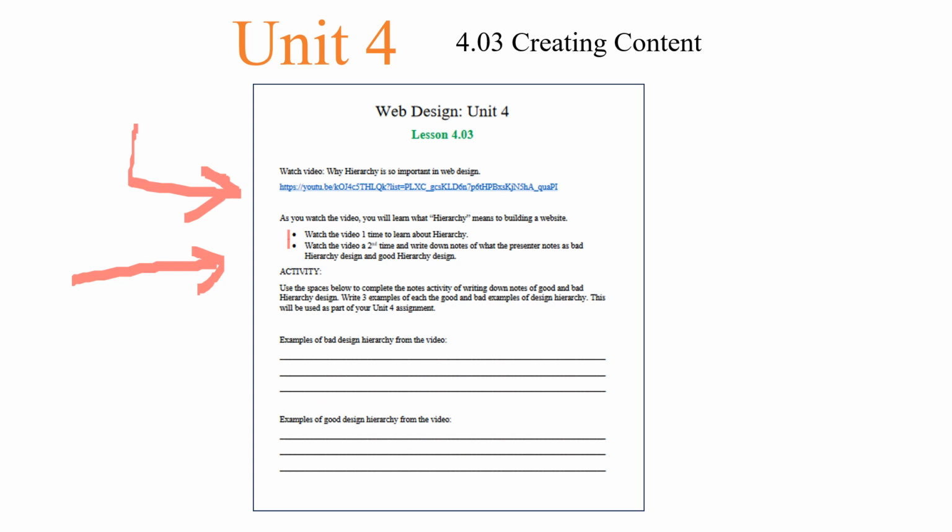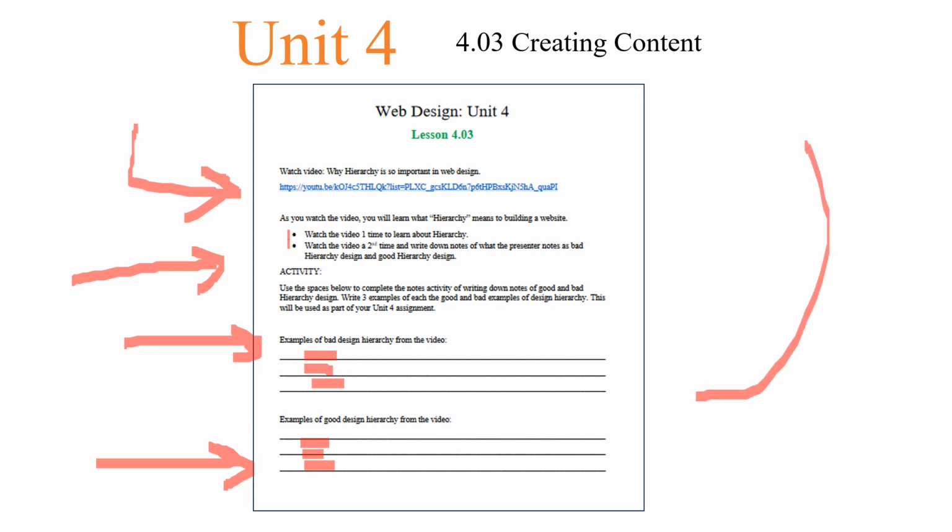Okay, the activity is going to be use the spaces below to complete the notes activity of writing down notes of good and bad hierarchy design. Write 3 examples of each, the good and the bad of design hierarchy. So that's the instructions. Examples of bad hierarchy, so 3 examples: 1, 2, 3. Examples of good hierarchy, 3 of them: 1, 2, 3. Okay. And again, this information is going to be used to submit your 4.4 assignment.